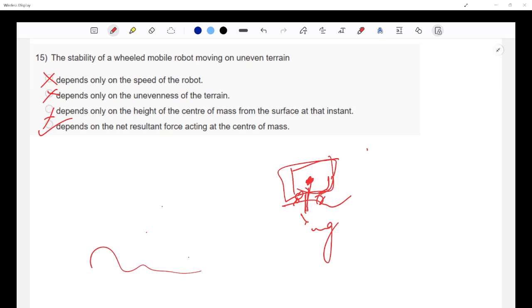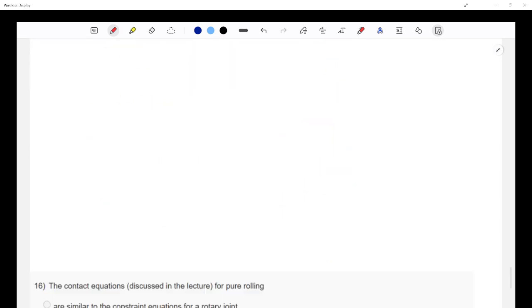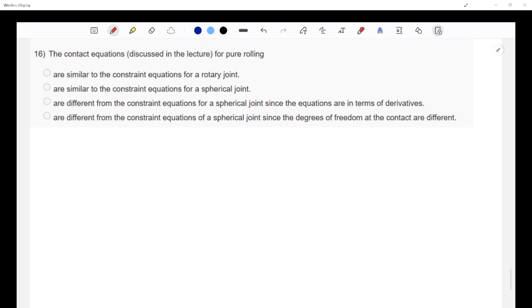Okay. Now let's move to the next question. The contact equations discussed in the lecture for pure rolling are similar to the constraint equations for a rotary joint, are similar to the constraint equations for a spherical joint, are different from the constraint equations for a spherical joint since the equations are in terms of derivatives, or are different from the constraint equations for a spherical joint since the degrees of freedom at the contact are different. So we are comparing classical joints.